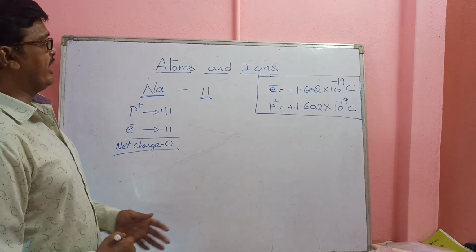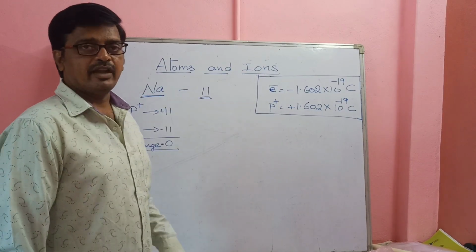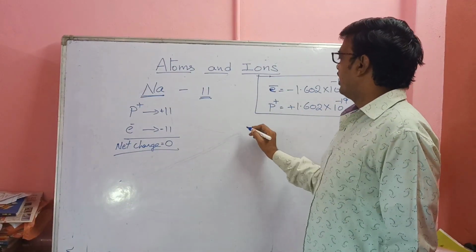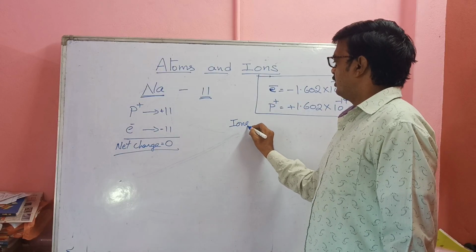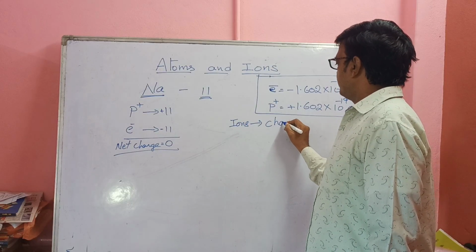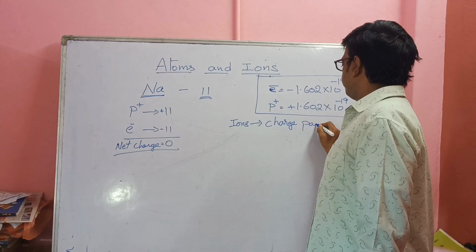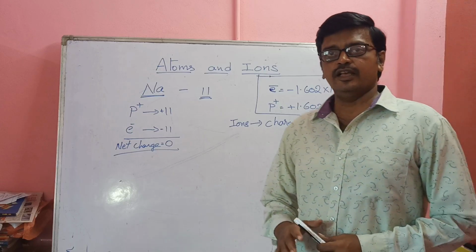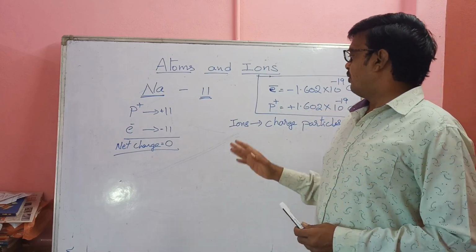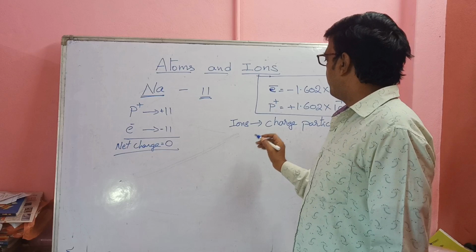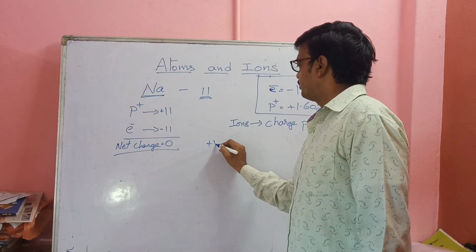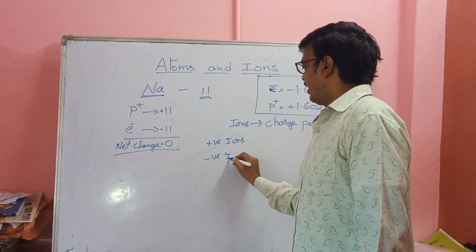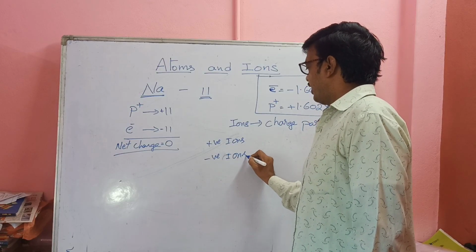Now coming to ions. What are ions? Ions are nothing but charged particles. There are two types: positive ions and negative ions.